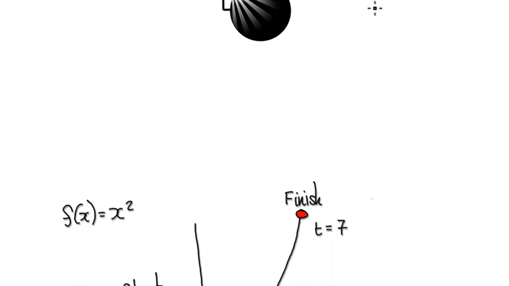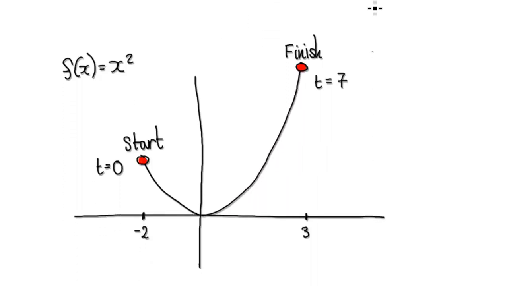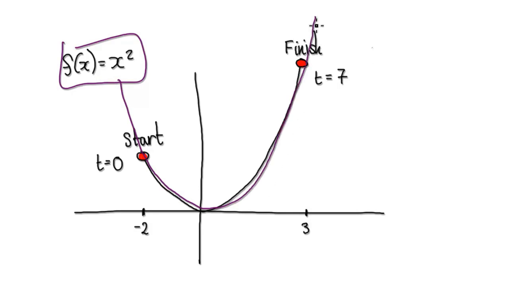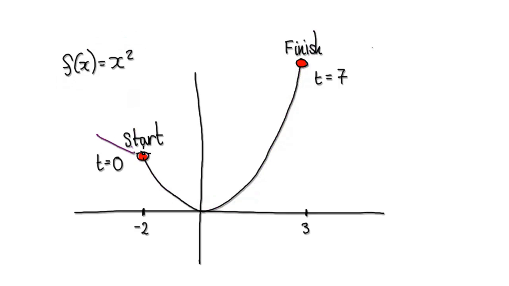In this video, we're going to use parametric equations to simulate a particle moving along f of x equals x squared. So we're going to simulate a particle moving along here. It starts here at time equals 0, and then it moves along here, and 7 seconds later, it must terminate right here.